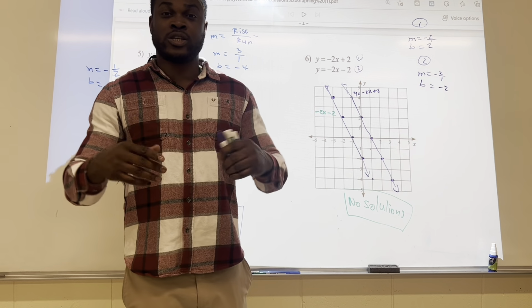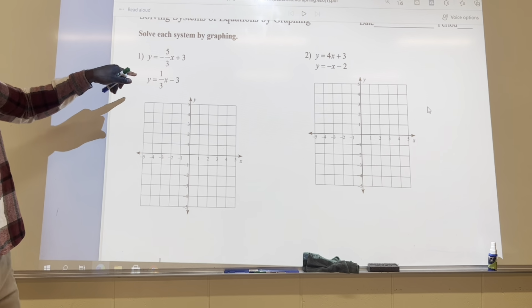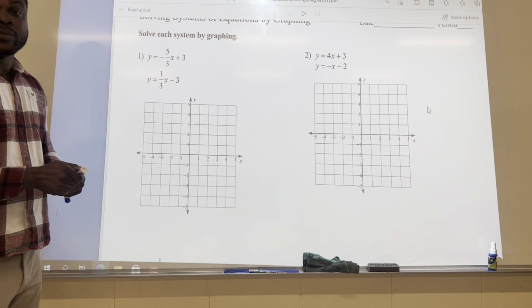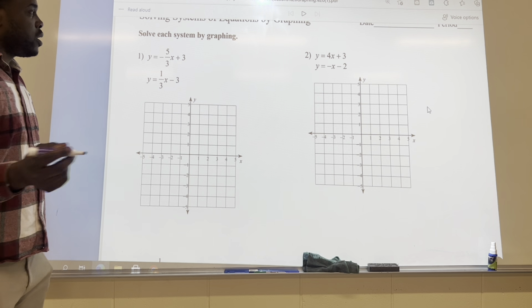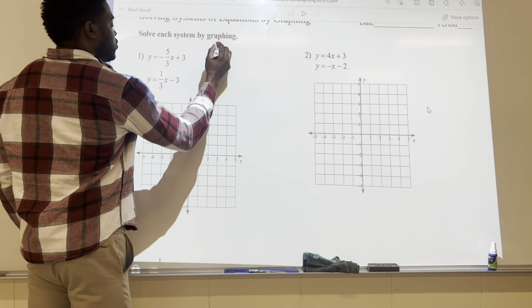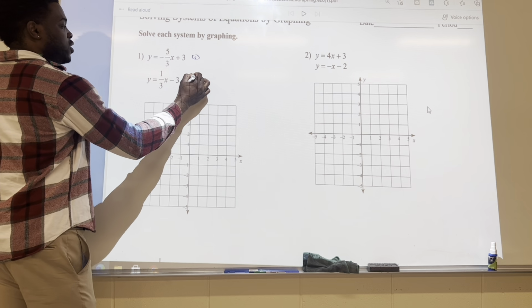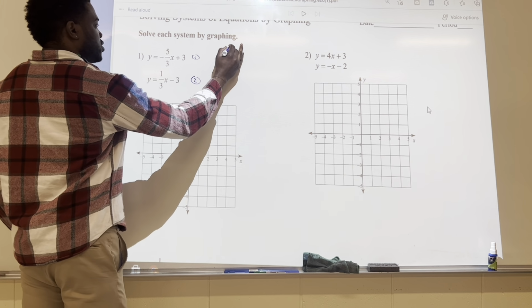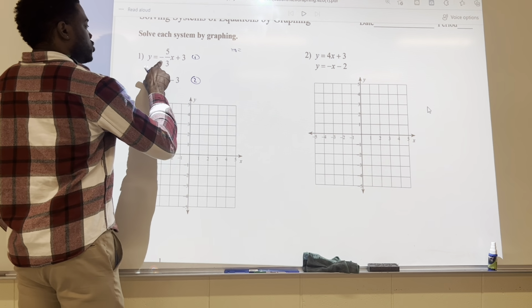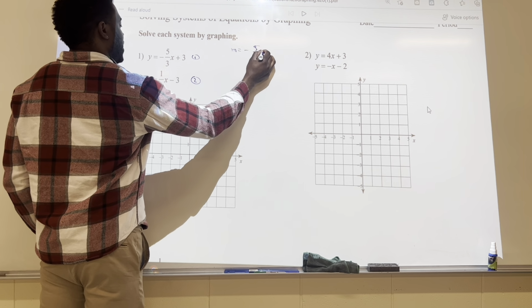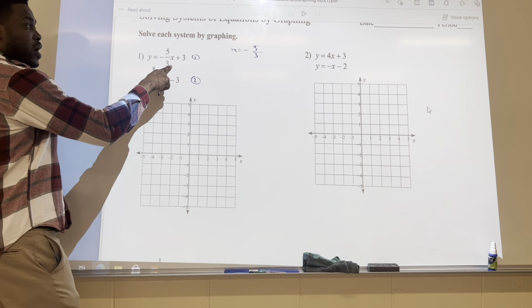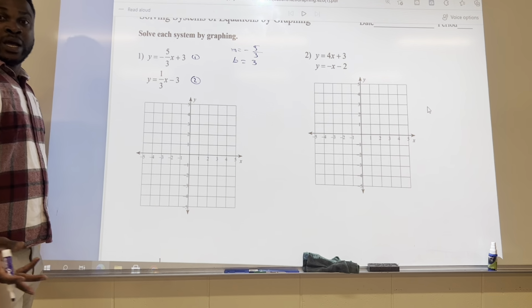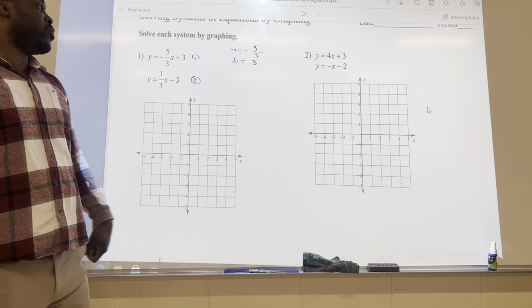All right, so now let's try the next one. You pause the video and actually try this one. This one is exactly the same work that we did in the previous ones. We first need to find the slope. This is our first equation, and this is our second equation. So the first slope over here is m equals -5/3, and our y-intercept is b equals 3. So we find our slope and our y-intercept.